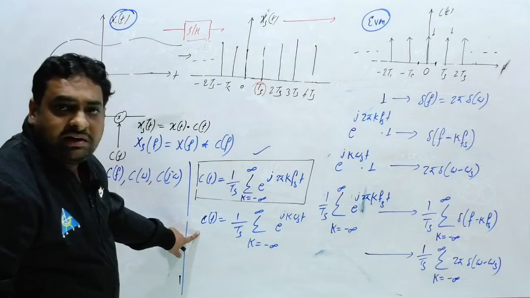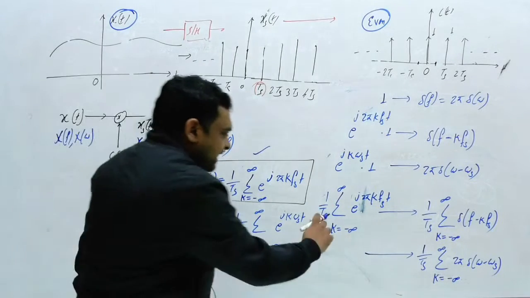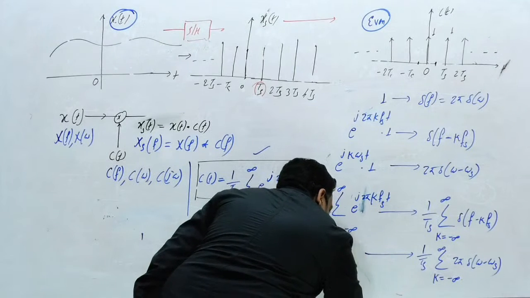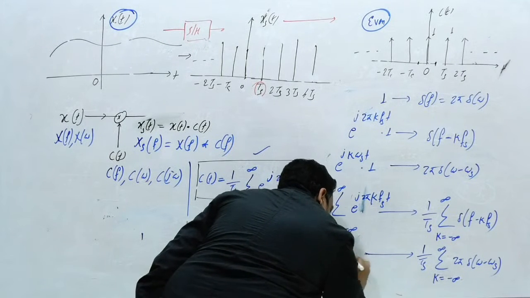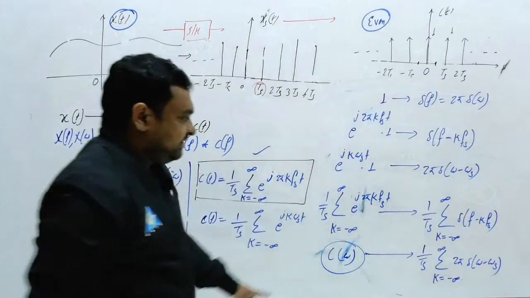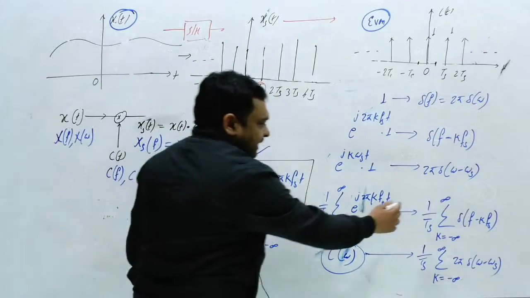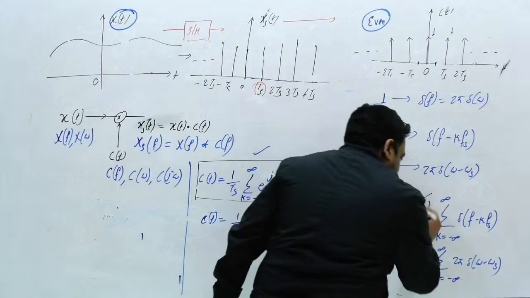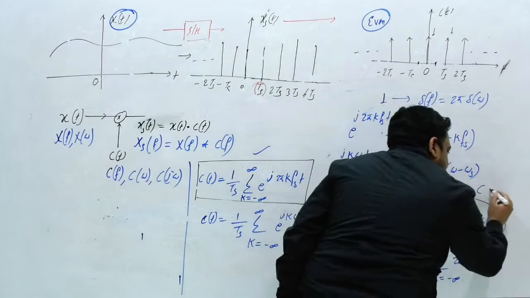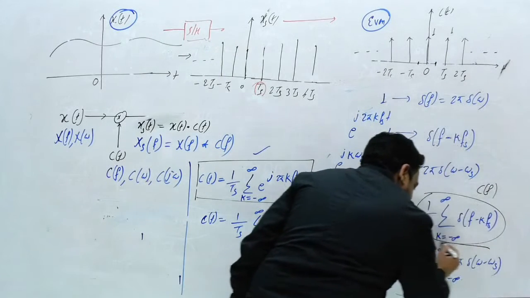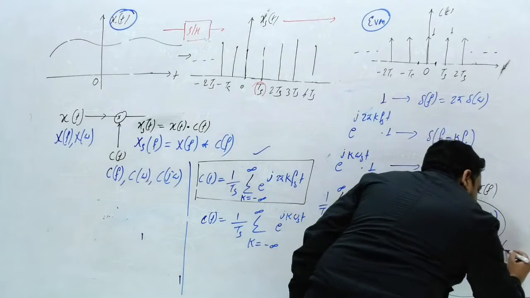And what is this value? This is nothing but the Fourier transform of c of t. So, can I write this as C of f? Or you can say this is C of omega. This quantity is C of omega, and this is C of t, sorry, this is C of f.